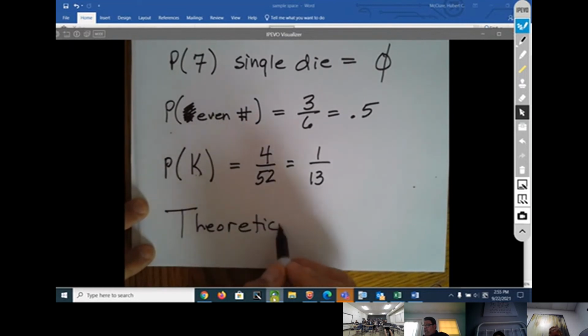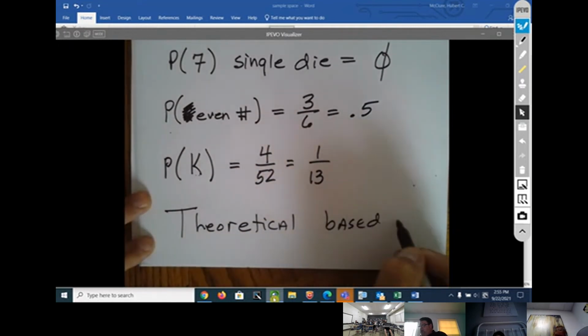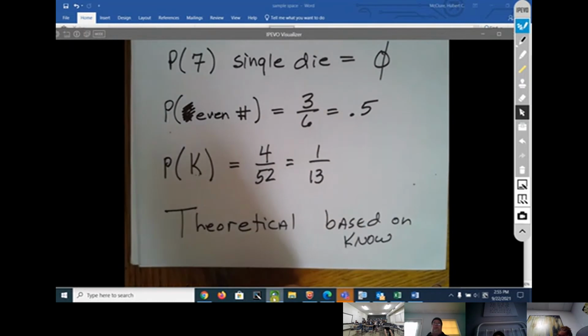I hate this. Theoretical is based on what you know. He wasn't lying. Huh? Two is titties. The what? What? There you go. Theoretical is based on what you know.